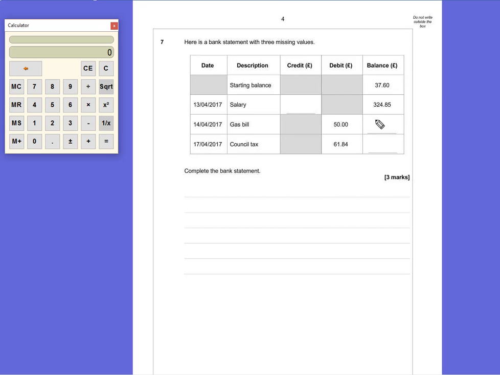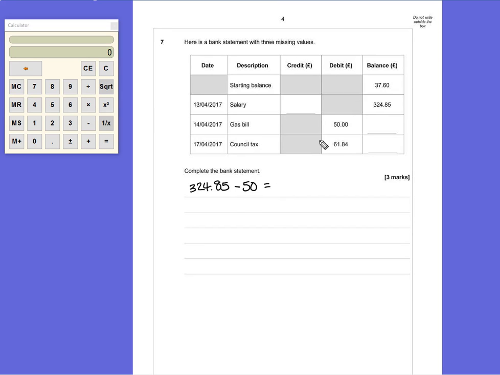The easiest ones to work out with very little effort would be to calculate the debit first. We know that we're starting with £324.85. And while this is a calculator paper, it's always a good idea to write down exactly what it is that you're trying to work out. So if we start with £324.85, the first debit is £50. So we're going to have to take that away from the balance to see what we have left.